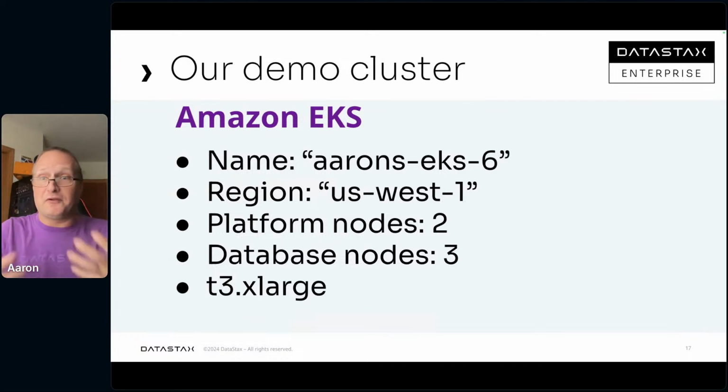Obviously, if you're going to go with a full-blown production deploy, you're going to want something a little beefier. But for building a quick demo cluster that I can deploy a couple of small Cassandra clusters on top of, T3 XLarge is a good mix of resources and price point. So that's what we're going to work with today. It has 5 nodes. 2 of them have been designated as platform nodes, and 3 have been designated as database nodes. You'll see how that comes into play here too.